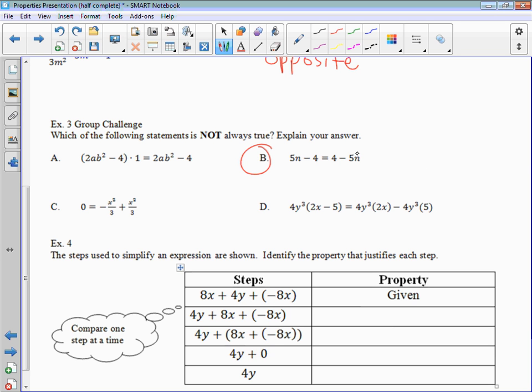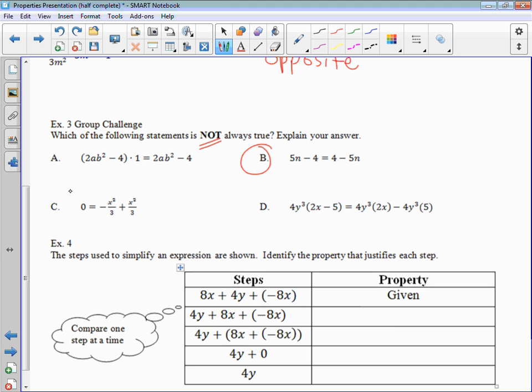When are you allowed to switch the order? Can you do it for subtraction? No, only for multiply and addition. Right now, we're subtracting. If this were plus, good. If it was times, fine. Can't do it for subtraction. So this one is not true.